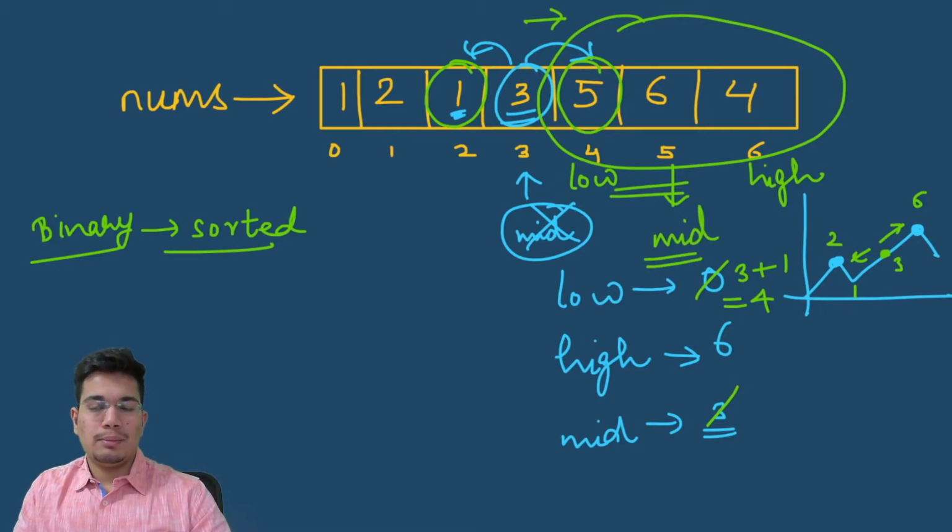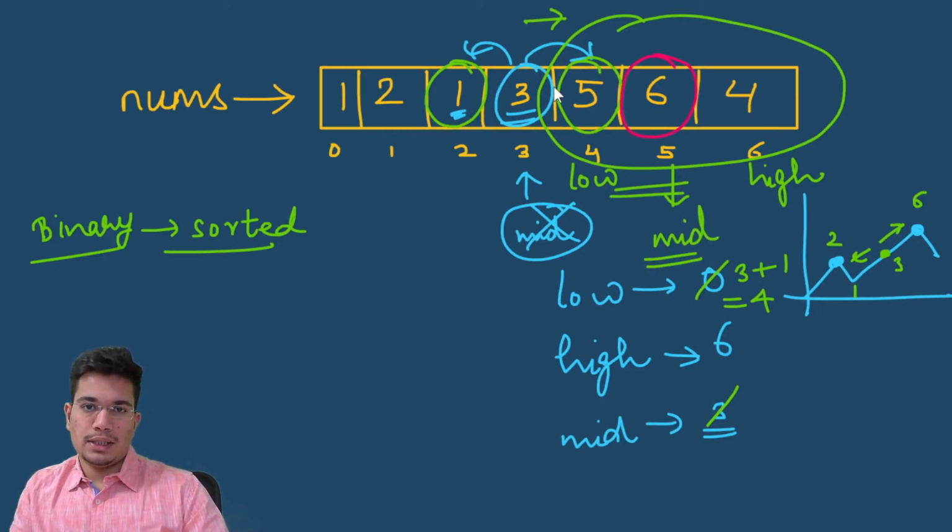And now I'll check for my mid again. So now we have 6 as the new element at the mid index. And we will check if there's something towards the left of 6. Yes, there is. So is my 6 greater than the element towards its left? Yes, it is. And then we also check similarly for the right.